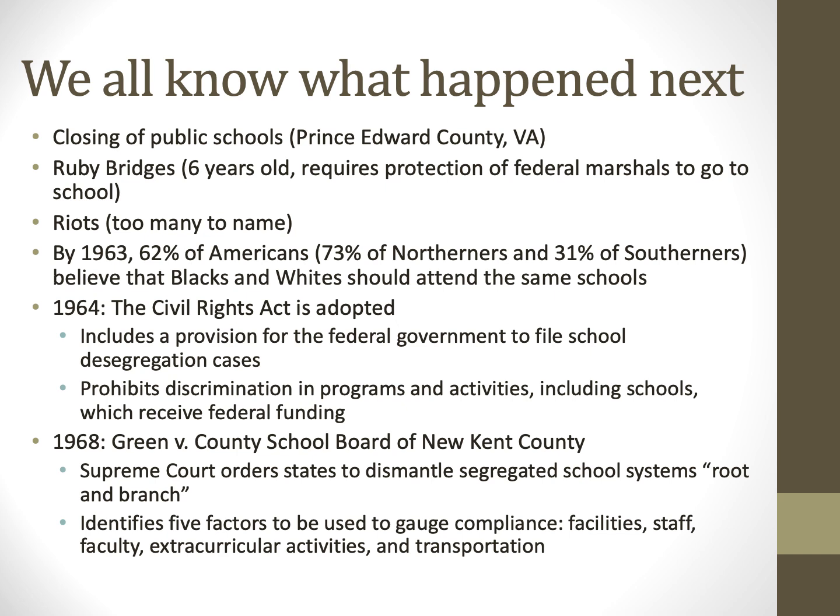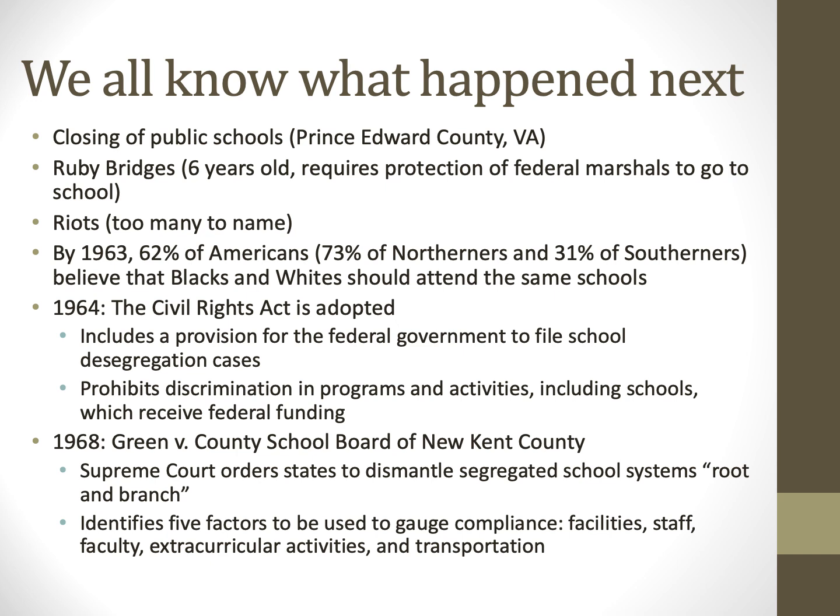But the social sentiment continued to shift towards desegregation, so that by 1963, well over half of Americans, again, the predominance of them in the North, believed that whites and blacks should attend the same schools. And when the 1964 Civil Rights Act was adopted, it included a provision for the federal government to file school desegregation cases, which provides higher level oversight over desegregation efforts. And it prohibited discrimination in programs and activities, which include schools, that receive federal funding.